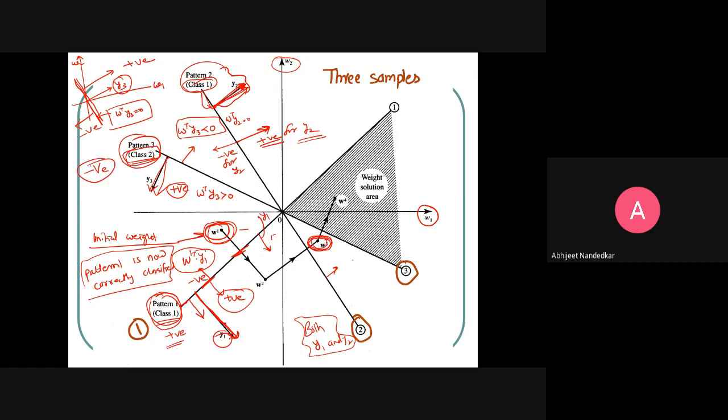Now what do you want? Since this is a pattern which belongs to class 2, you want a negative output. But since you are standing here, which is the positive side of the y3 pattern, your answer is wrong.